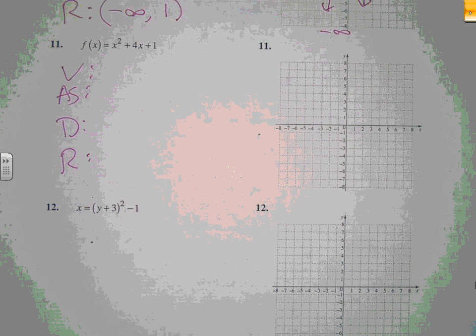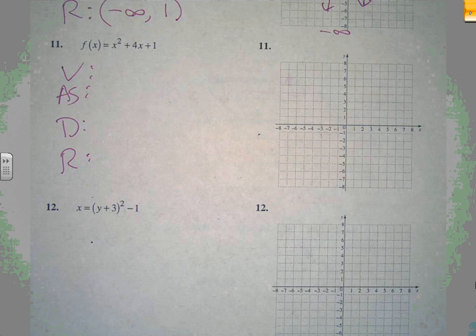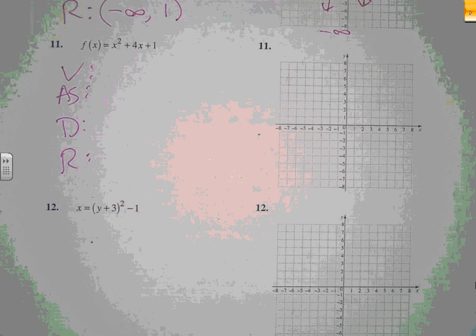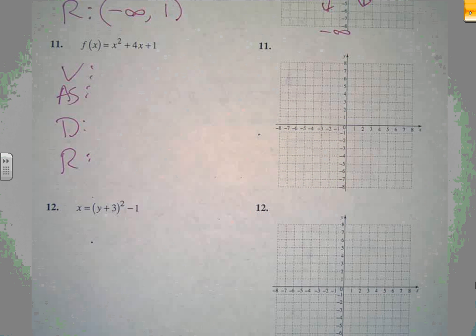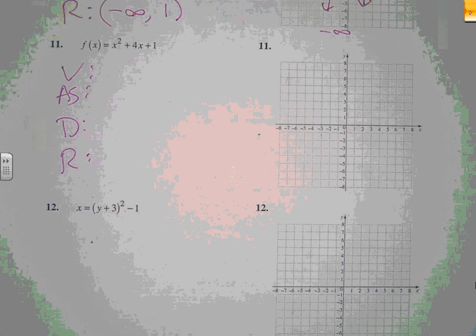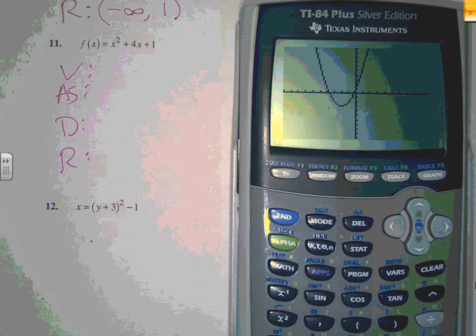Okay, number 11, same thing. Will the domain always be negative infinity? It will on the vertical parabolas. It looks like this, up and down. So, here's x squared plus 4x plus 1. Can you tell what the vertex is?